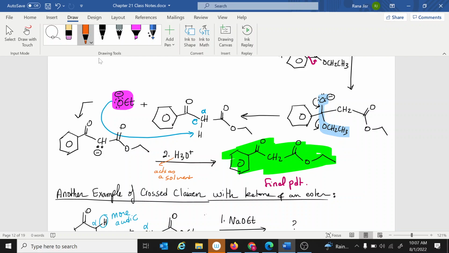Of course, I could continue. I could use another H3O plus and I would hydrolyze that ester into a carboxylic acid and then do heat and take out the carbon dioxide.